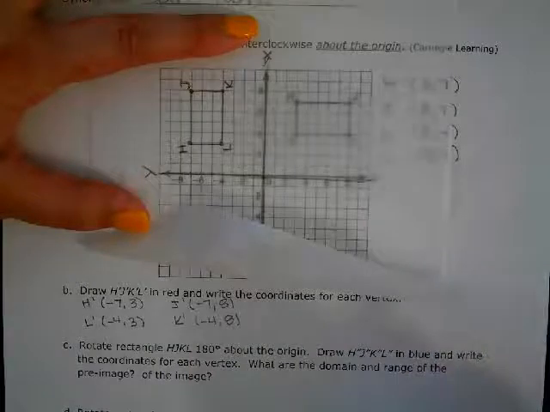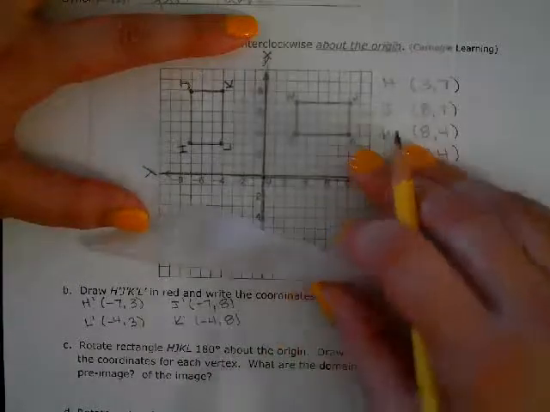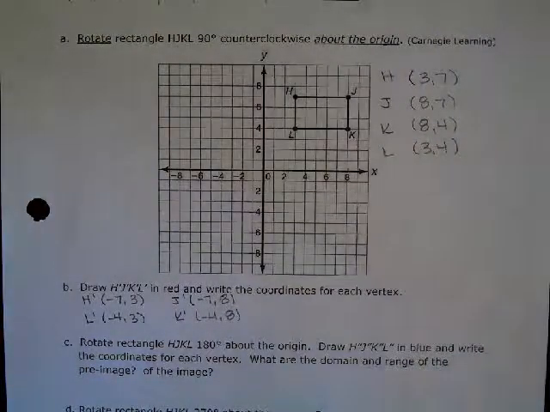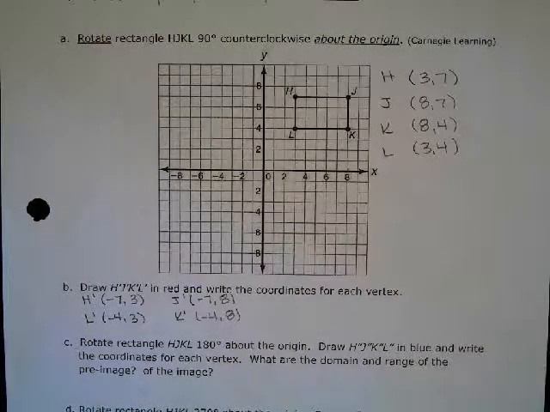So I'm going to take my red pen. If you are using a different color, mark out the word red and write down the color that you are using instead. Make sure that you mark down your H prime, your L prime, your J prime, your K prime.